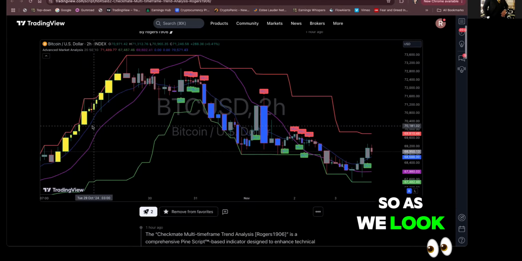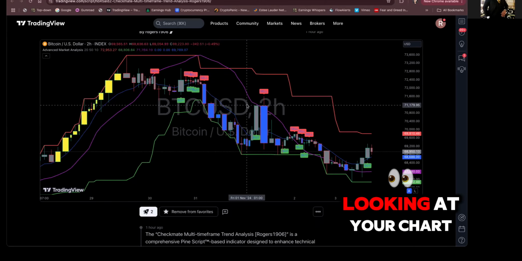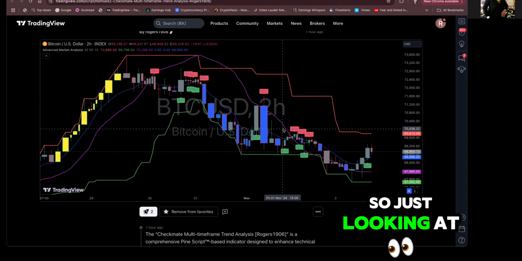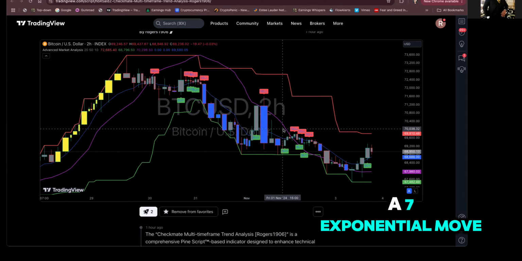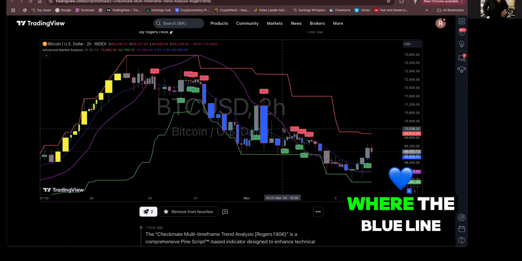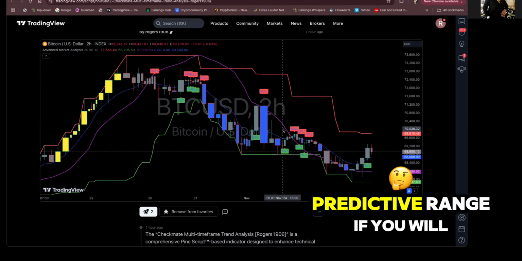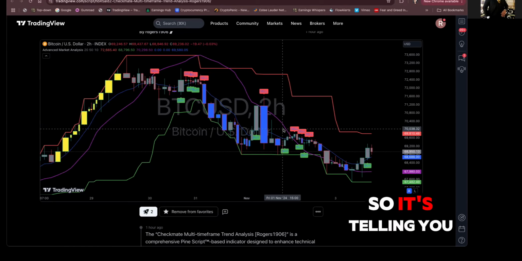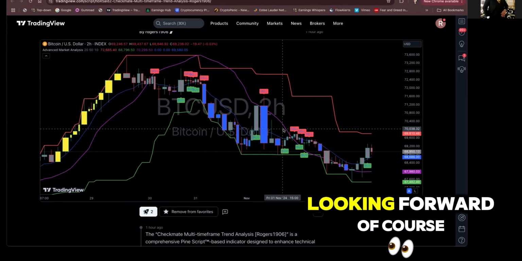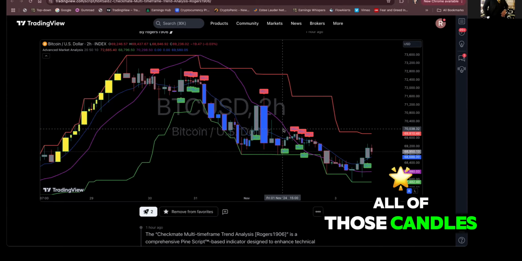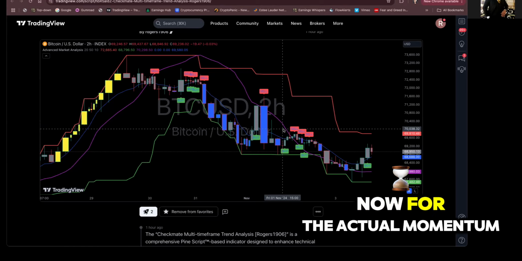All right, so as we look at this right now, you can see that we have multiple things going on looking at your chart. So just looking at it, breaking it down for you guys, the purple line displays a 7 exponential moving average, where the blue line here is actually displaying a predictive range, if you will. So it's telling you in the direction of which the candles are going. So what I'll be looking for, of course, are all of those candles above that second line, the blue line, which is what you're seeing right now for the actual momentum.